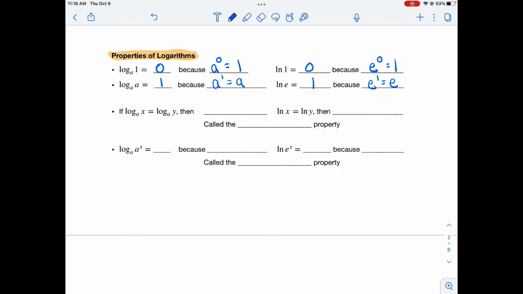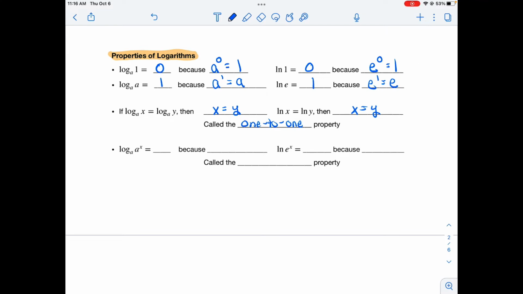Now the next one is if we have log base a of x equal to log base a of y. Two logarithms of the same base can be equal if and only if what's inside the logarithms are equal. So x must be equal to y. That converts to our common log and our natural log. So this is called the one-to-one property of logarithms.